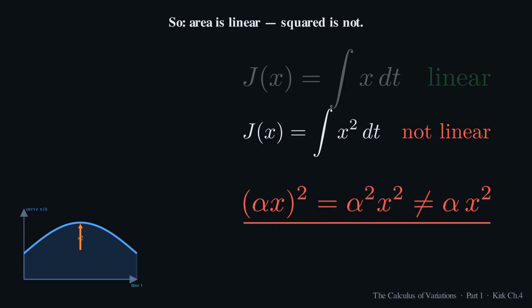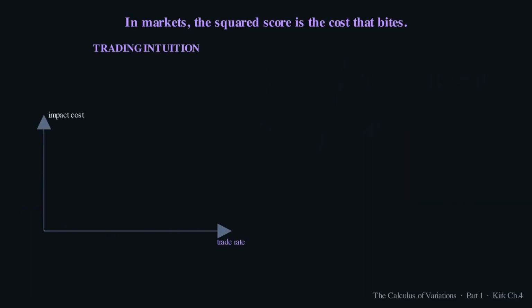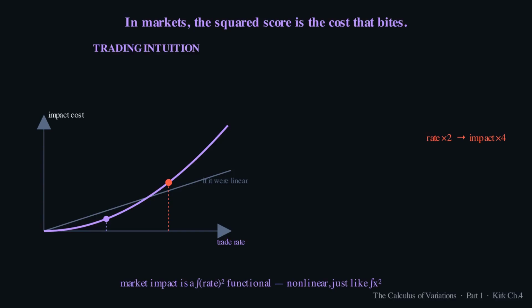And this is the distinction that bites in markets. Because the cost that hurts, market impact, is the squared kind. Trade twice as fast and you pay 4 times the impact. Impact is an integral of rate squared. Non-linear, just like the integral of x squared.